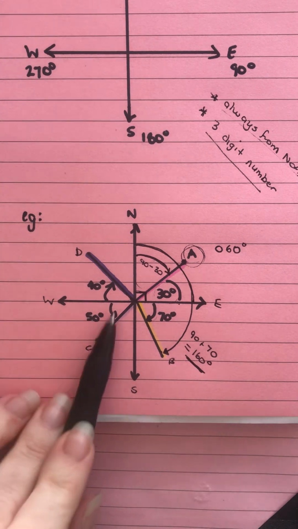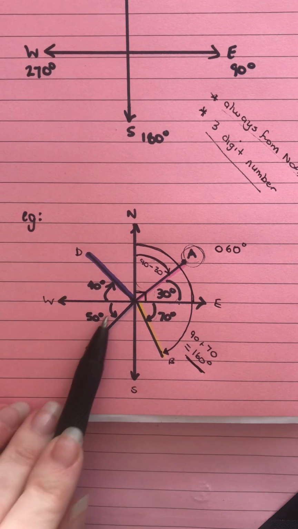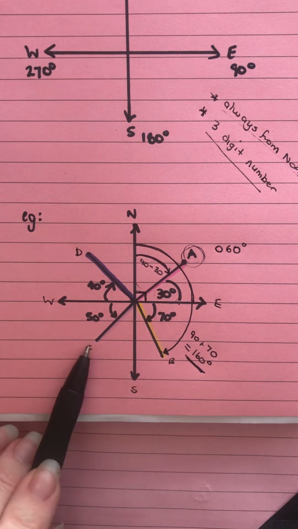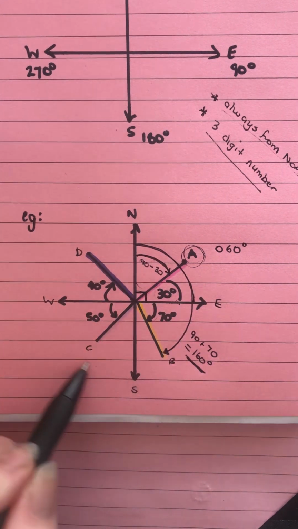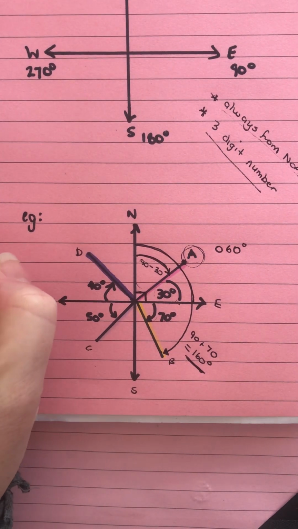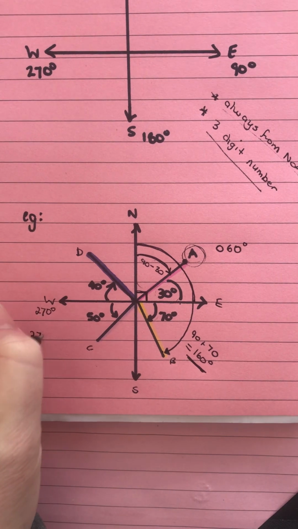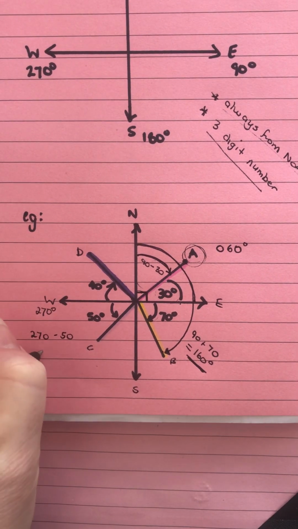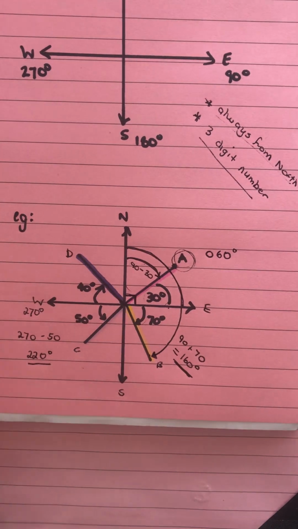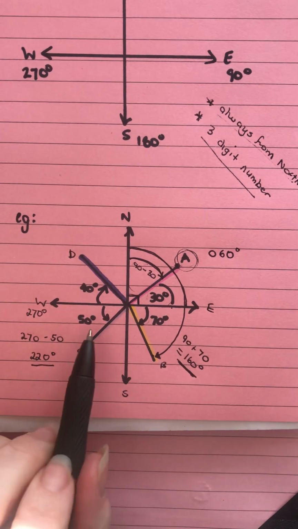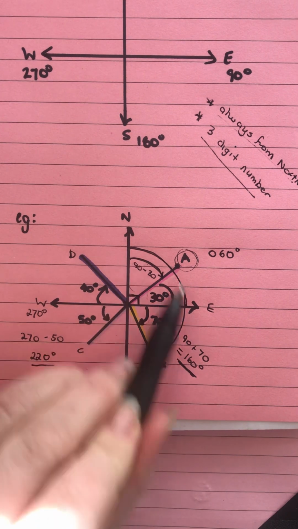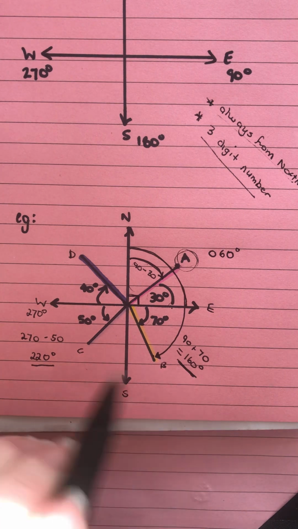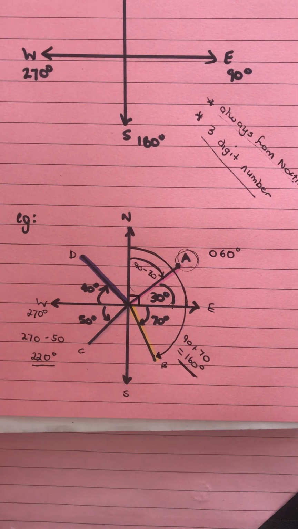Having a look at C, the information that we have here is that we have a 50 degrees. We want from north around to that angle, so there's a couple of ways that we can do it. We know that from north all the way around to west is 270 degrees. So what we could do is 270 take away 50, and that would give us 220 degrees as our bearing. Our other option is to say that we know that if it's 50 here, this part would be 40, and we can do 180 plus 40. 180 plus 40 also gives us 220. So we can do either of those options, whichever we choose.